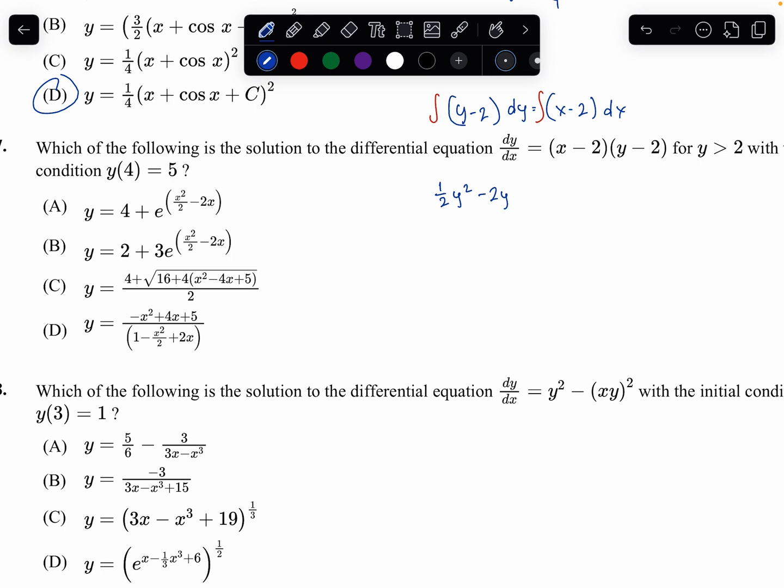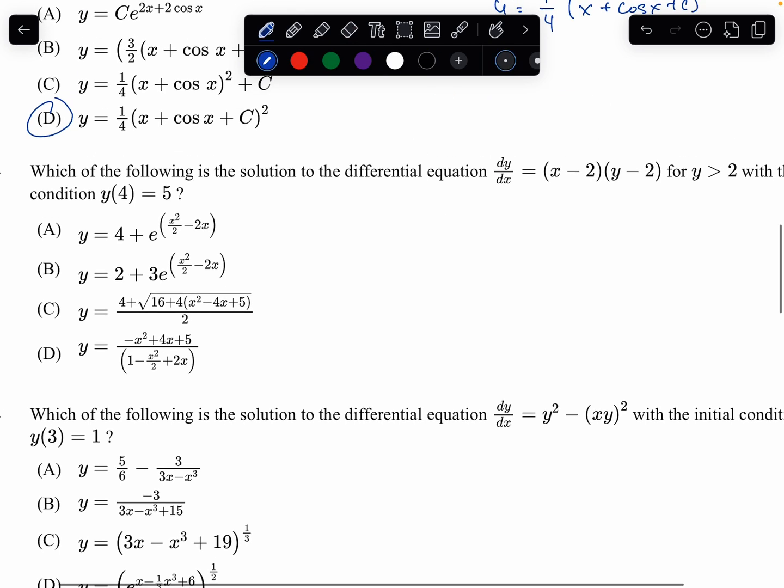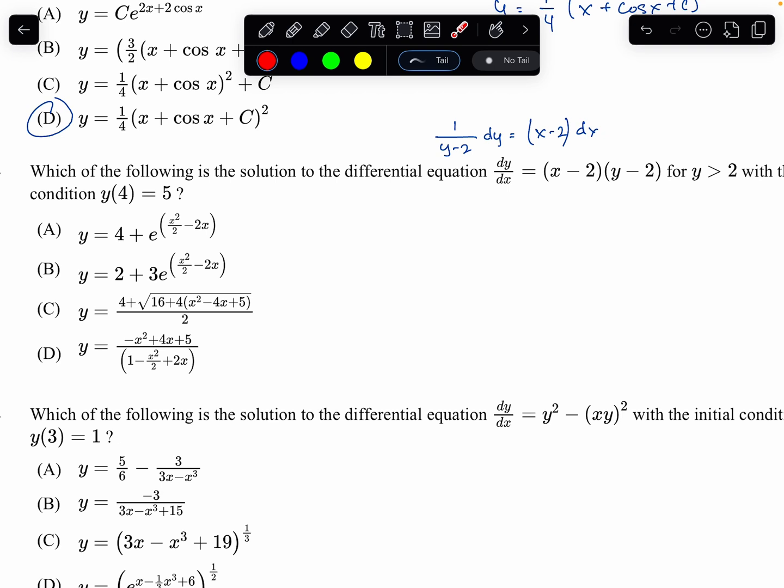Okay. That, I don't like that too much. Oh, wait a minute. I did something wrong here. Hold on. I divided by y minus 2, so that should be 1 over y minus 2 dy equal to x minus 2 dx. Okay, that looks a lot better. The last one, what I had written before, was not looking good in terms of solving for y.